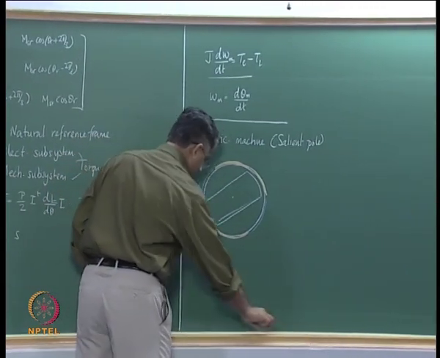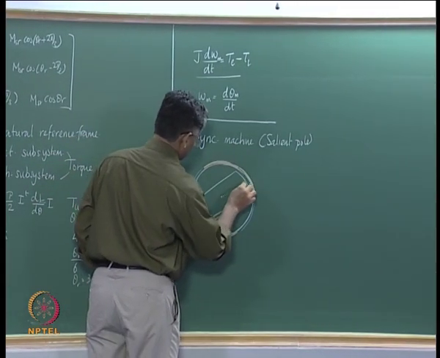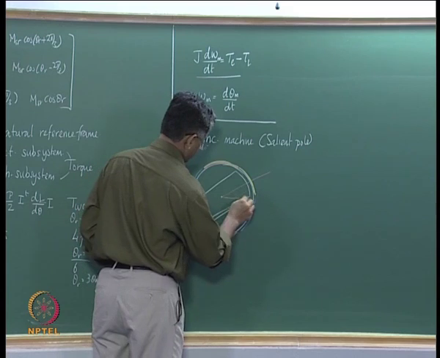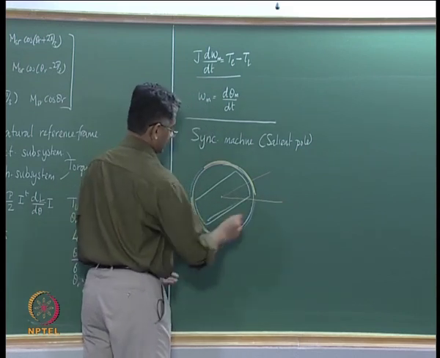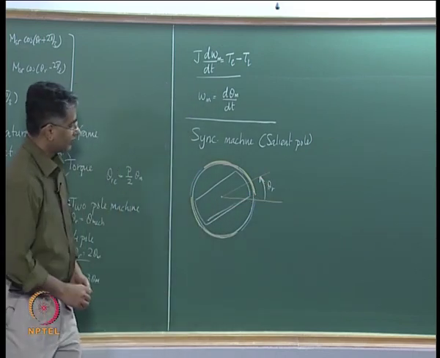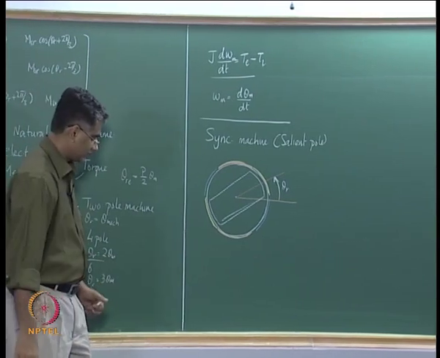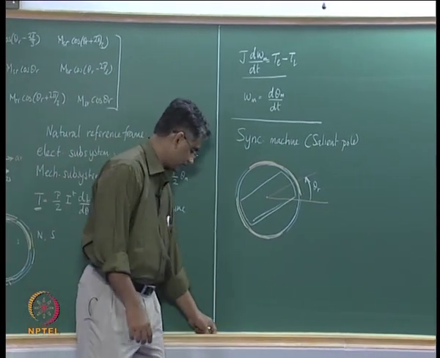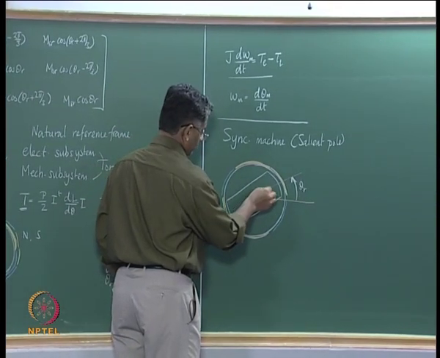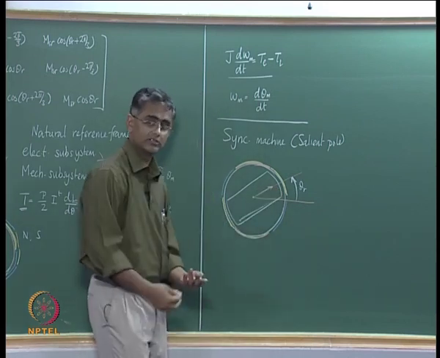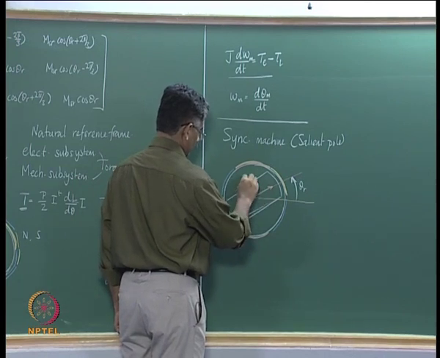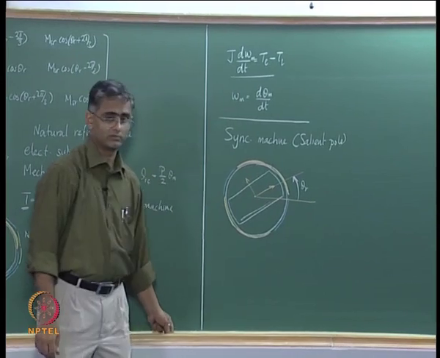Now, the rotor axis is situated there and that makes an angle theta r with respect to the stator A phase axis. So, this is theta r. Now, on the rotor let us assume that two sources of excitation are there, one which will generate an excitation along this axis, that is the axis of the rotor, and another coil which generates an excitation along this axis which is 90 degrees to that of the rotor.